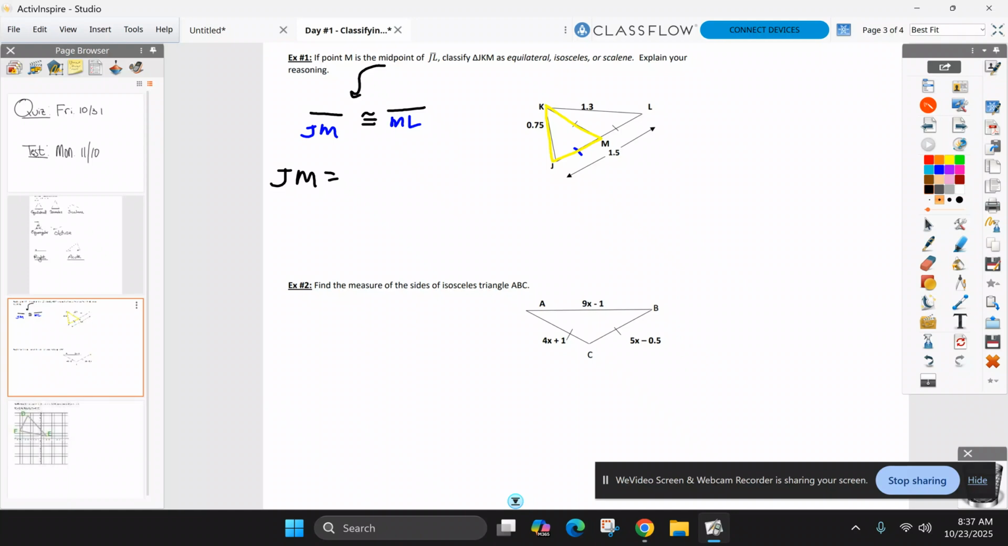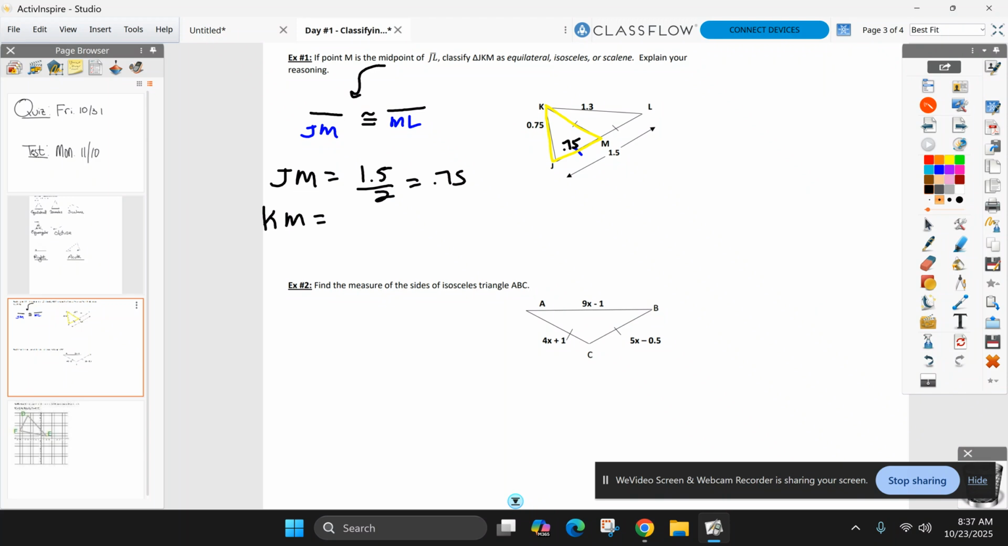Divide 1.5 by 2. Good, because it's the midpoint, right? We were told M's the midpoint, cuts it into two equal parts. 1.5 cut in half. What do you got there, Cadence? 0.75. Good. So that's going to be 0.75 for JM. And the only other side I need that's missing is KM before I could tell you what type of triangle it is.